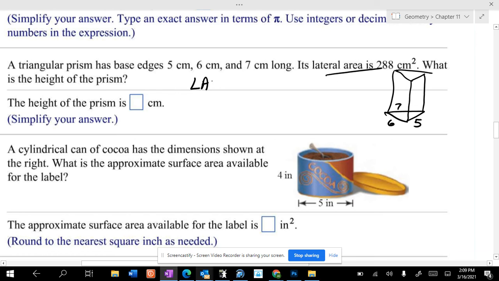Now, the lateral area of a prism is the perimeter of the base times the height. So 288 must equal the perimeter of the base, 5 plus 6 plus 7 is 18, times the height. Then you just divide by 18 on each side. So if we divide by 18, we get, what, 16? 16 centimeters is the height.